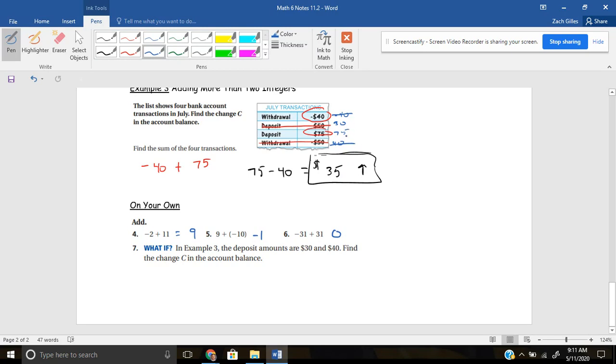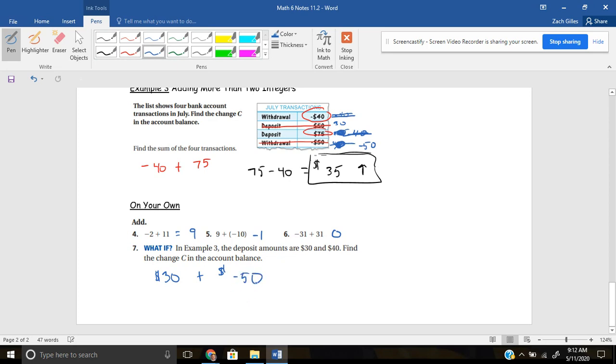Did I do that right? Let me try that again. The deposit amounts are 30 and, here I put this in wrong, 30 and 40. This one would stay at negative 50. All right, that looks better because now this negative 40 and this positive 40 would cancel. And then I'd be left with a deposit of 30 and a withdrawal of negative 50.